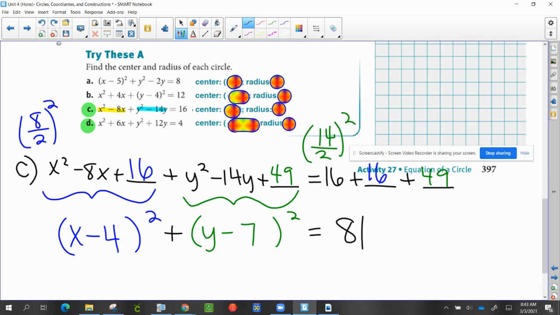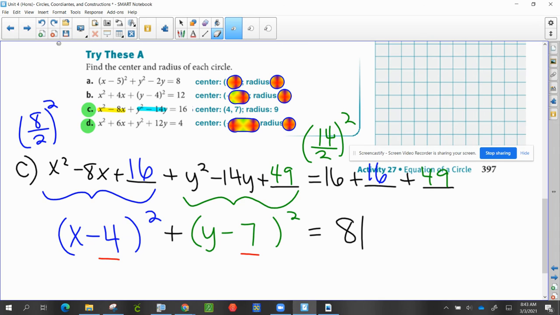Now the directions say to find the center, okay, and the radius. So for this problem, our center is our h, k. So that would be at, since it's the opposite sign of what's in the parentheses, okay, it's going to be at 4, 7. Our radius, well, 81 is, remember, r squared, so that means our radius is the square root of that, or 9.